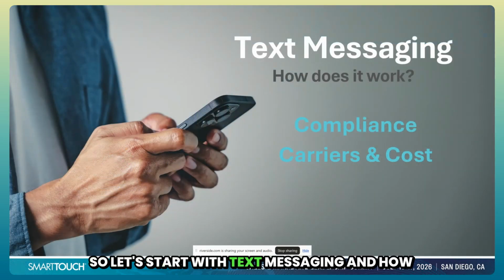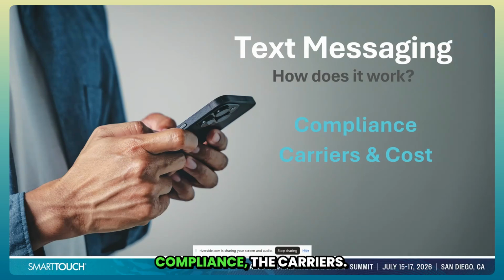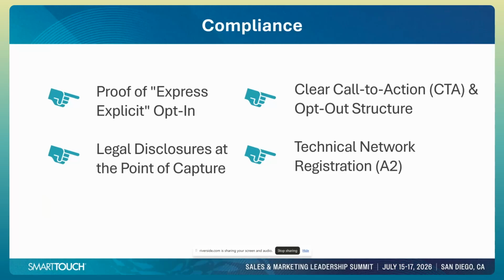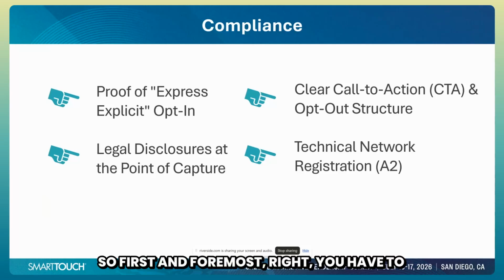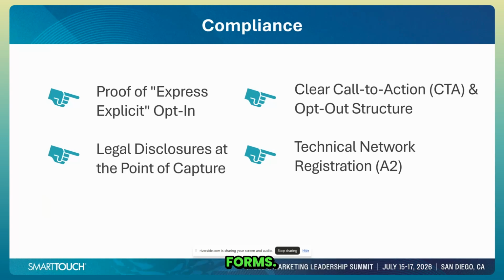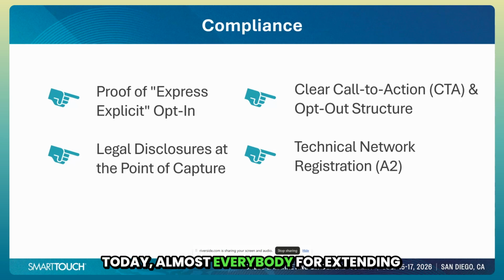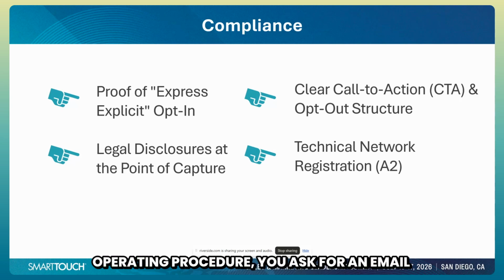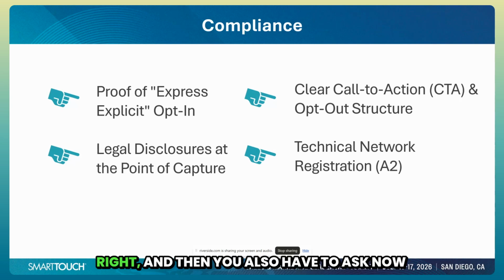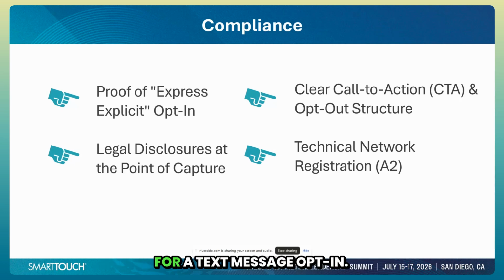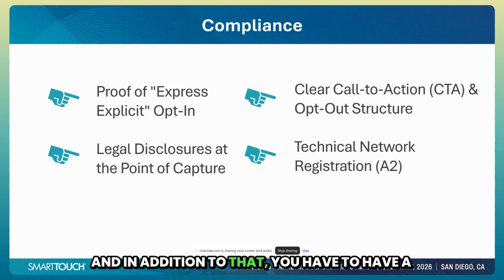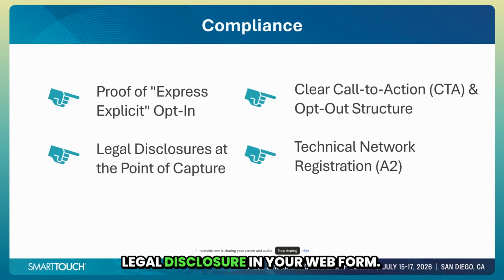So let's start with text messaging and how does it work? Compliance, the carriers. First and foremost, you have to add the request to opt in to your website forms. Today, almost everybody, as standing operating procedure, asks for an email and an opt in, right? And then you also have to ask now for a text message opt in. And in addition to that, you have to have a legal disclosure in your web form.